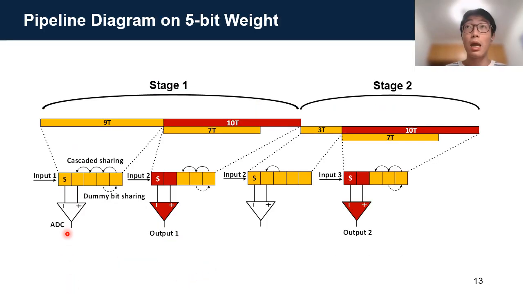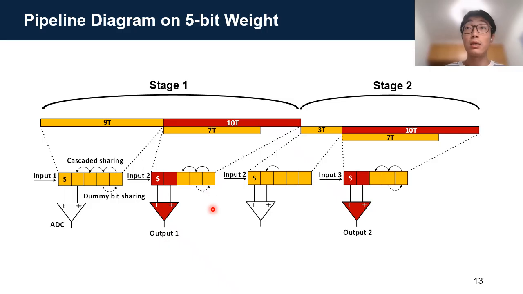Here it shows the pipeline diagram on a 5-bit weight as an example. At the beginning, send the first input. The yellow part is the MAC operation involving dummy bit sharing and cascade sharing. Then the ADC starts working and turns red. At the same time, the second input is sent, and at this stage, the ADC and the MAC work simultaneously.